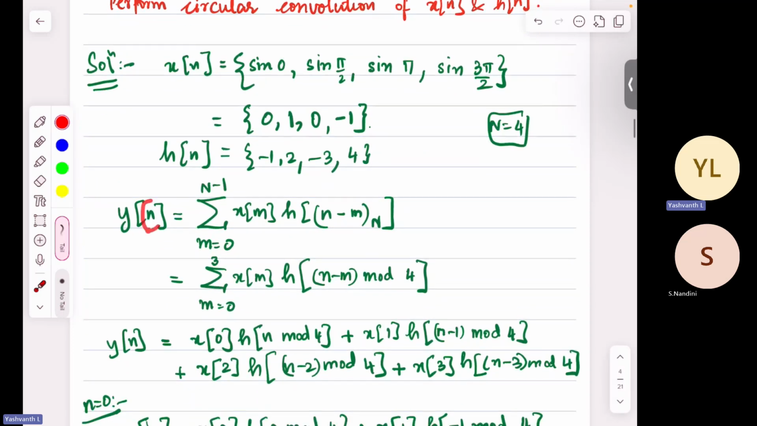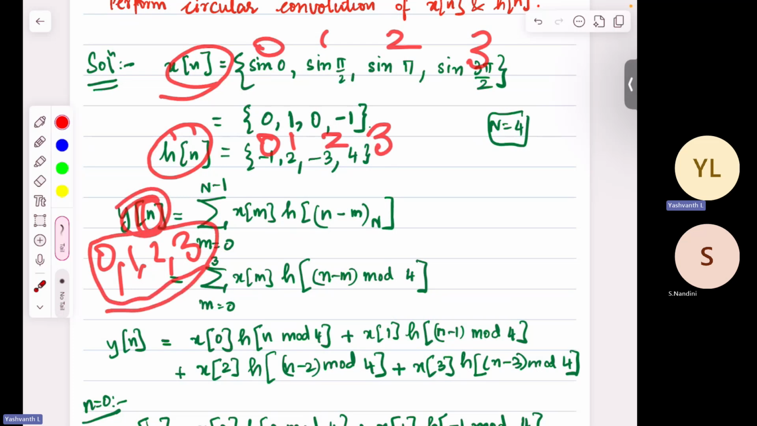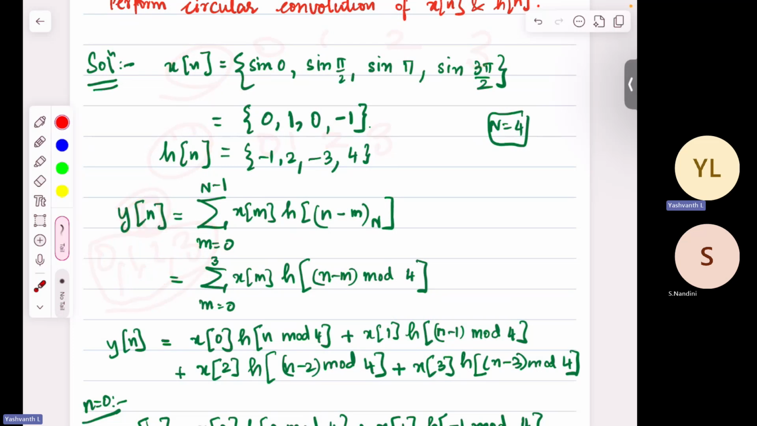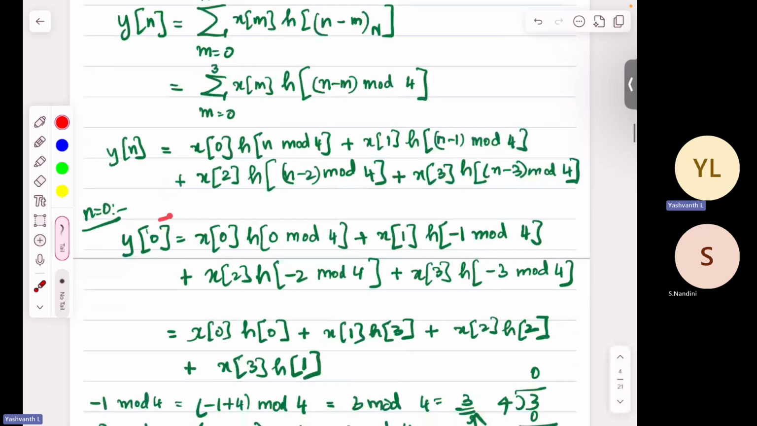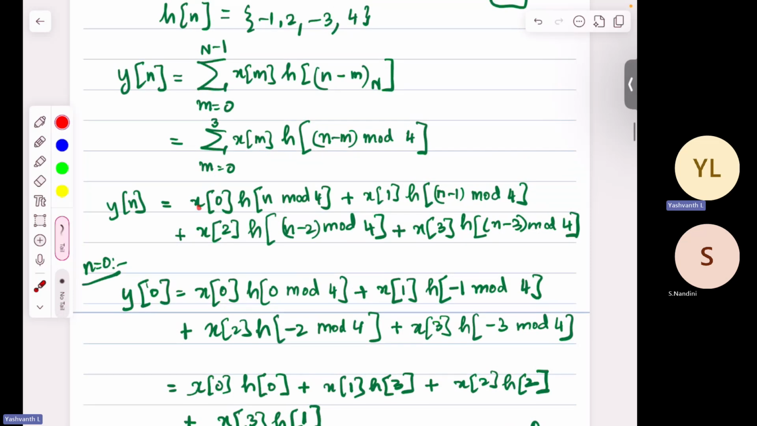Therefore, this y of n also we need to compute for 0, 1, 2, and 3, because x of n and h of n are both from 0 to 3. Therefore, y of n will have non-zero entries only for n equal to 0, 1, 2, 3. So we need to find just these 4 values. So y of 0, at n equal to 0, is nothing but, so basically I'm going to expand this summation.